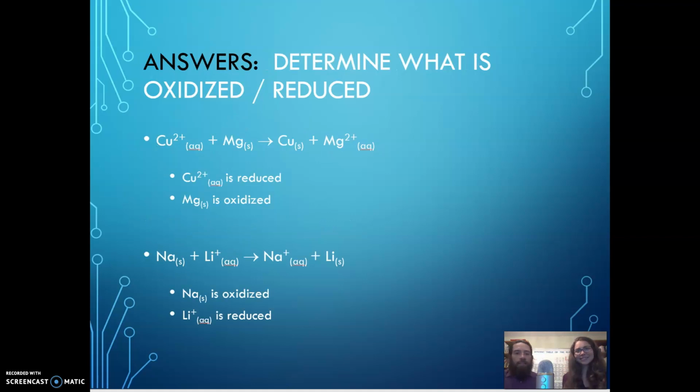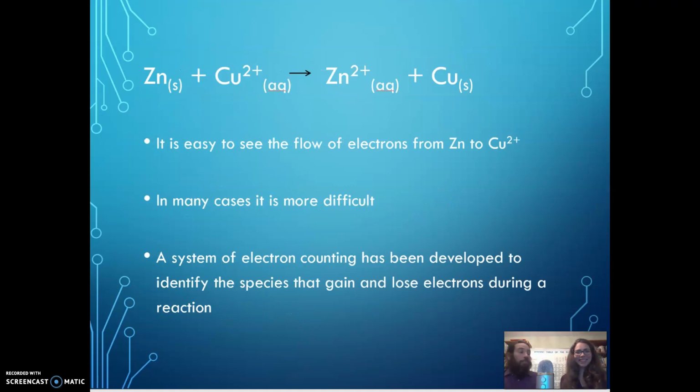Okay, so here are your answers. Hopefully that is correct. I want to add here, when something is oxidized, remember that's the reducing agent. Just to be confusing. It's not that bad. And then the oxidizing agent would be down there.